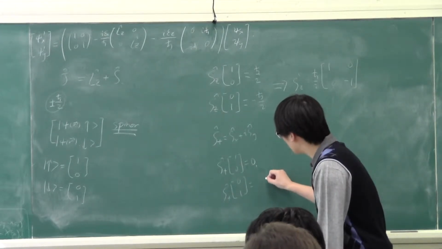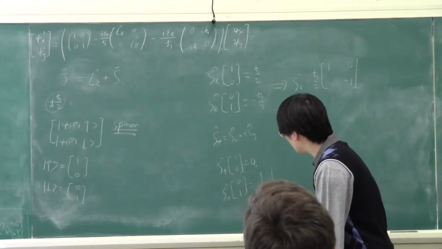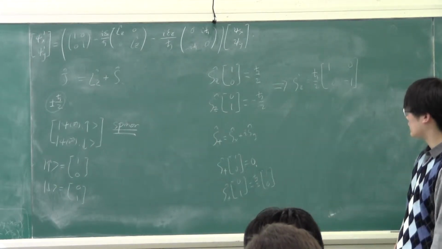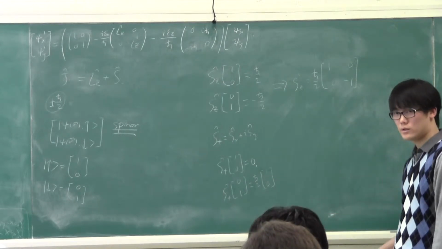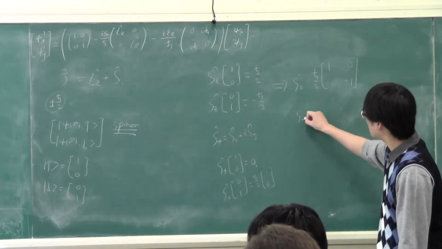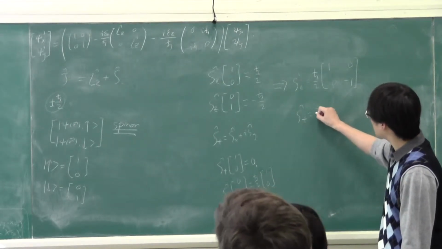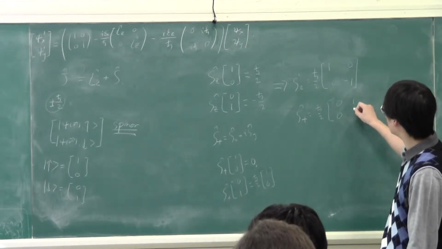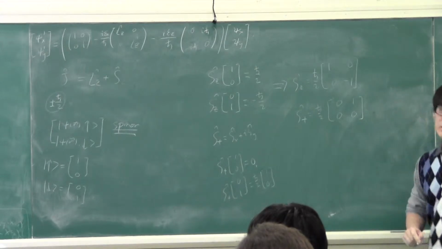1, 0. And there should be h bar over 2 here, I think. Okay. So based on this, we can deduce that the S plus looks like h bar over 2, 0, 0, 1, looks something like this.